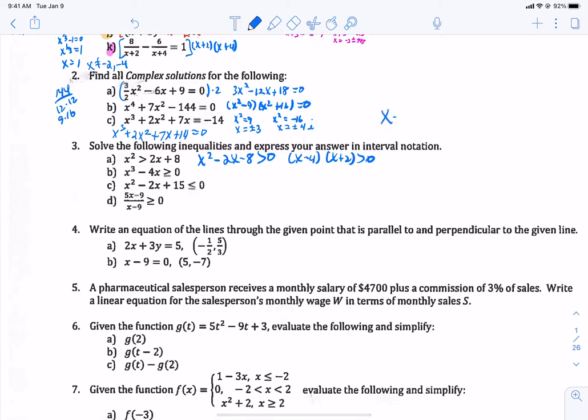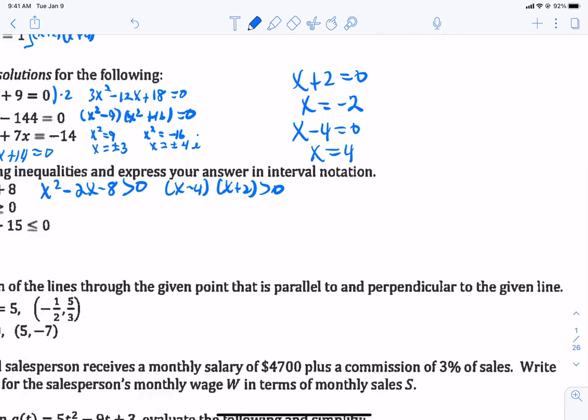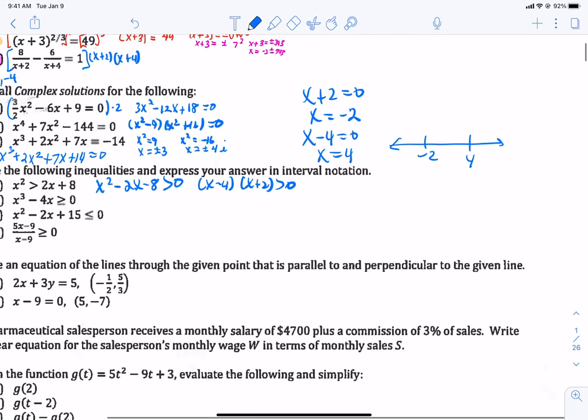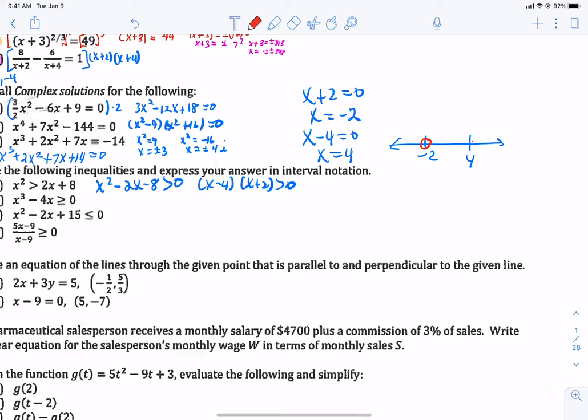Set each piece equal to 0. So I set x plus 2 equal to 0 and x minus 4 equal to 0. And then I'm going to put those numbers on a number line in least to greatest order. Now look back at our symbol. Our symbol is a greater than symbol. So put open circles. If it had the equality, we would put a closed circle. And then we're going to turn this into a chart.